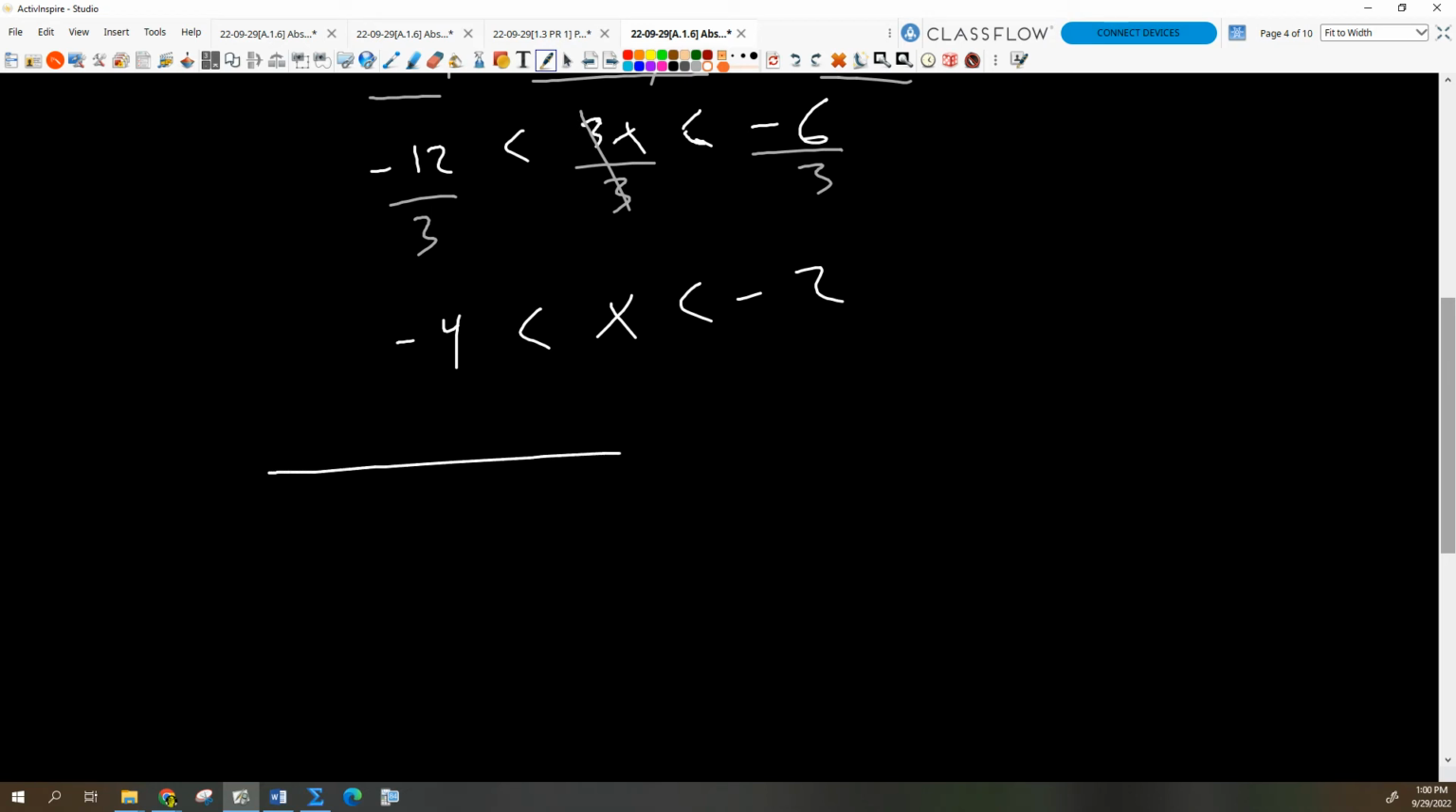If I graph that on a number line, doesn't that just look like that? Everybody good? Okay, give me 1 to 5. All right. Let's try another one.